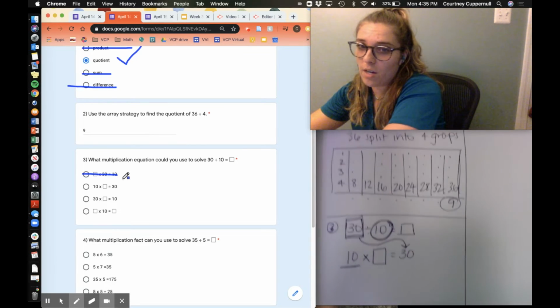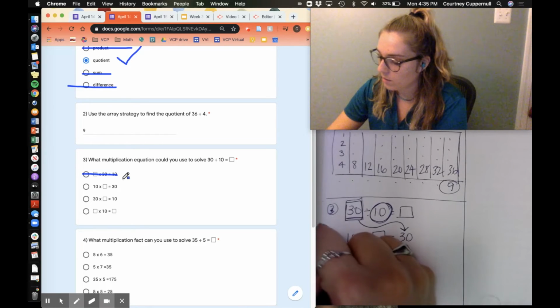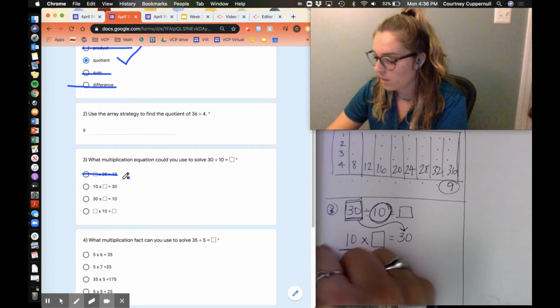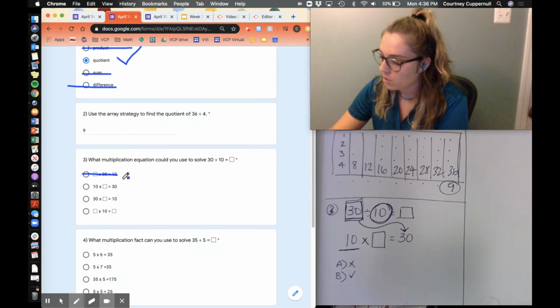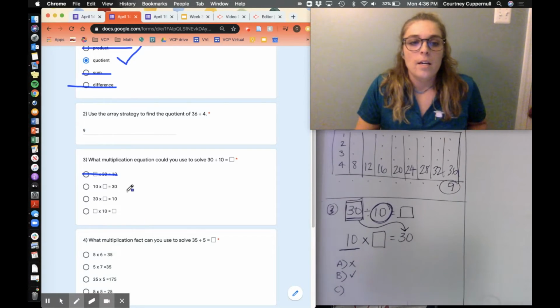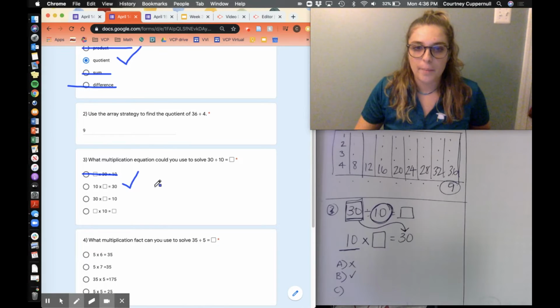I'm crossing it off on my work over there, but you guys can be writing stuff like A, cross it out, B, we think that one matches. We go, good mathematicians are always going to continue checking their work. So let's check out C. C says 30 groups of something equals 10.